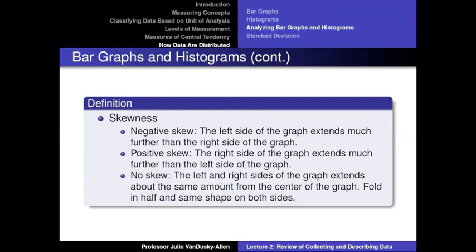The next characteristic of a bar graph or histogram that you have to describe is skewness. If a bar graph or histogram has a negative skew, the left side of the graph extends much further than the right side of the graph.